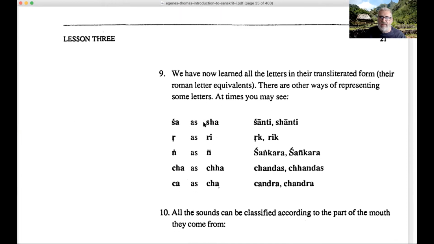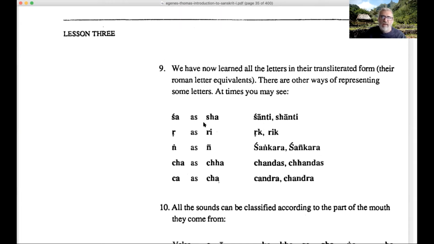Okay, so now we have lesson 3. Here comes the grammar. We have now learned all the letters in their transliterated form.